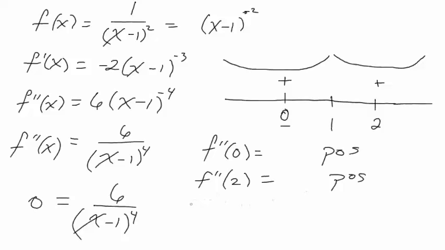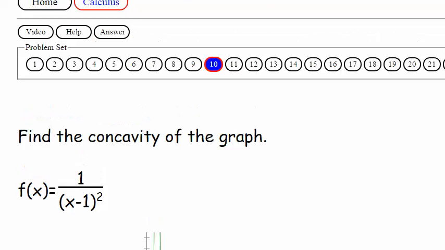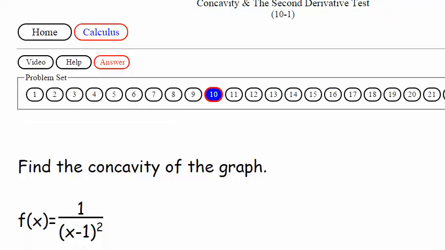So we can say that it's concave up from negative infinity to 1, union, this is called a union symbol. You're joining both these sets together. And then from 1 to infinity, it's concave up, right? Okay, so that takes care of that. And then we can clearly see that just by looking at the graph. Let's click the answer there.